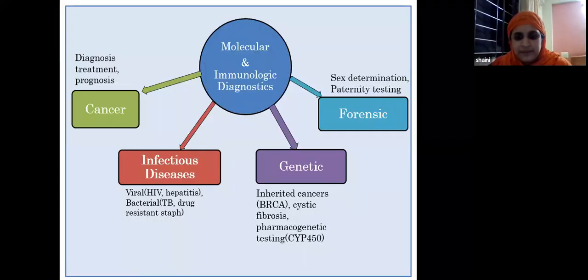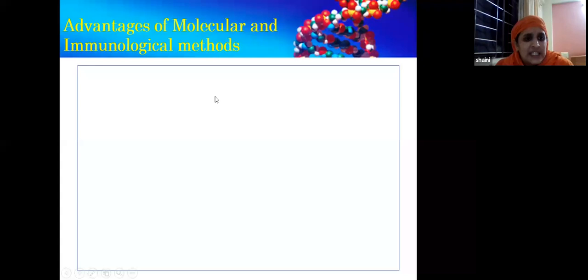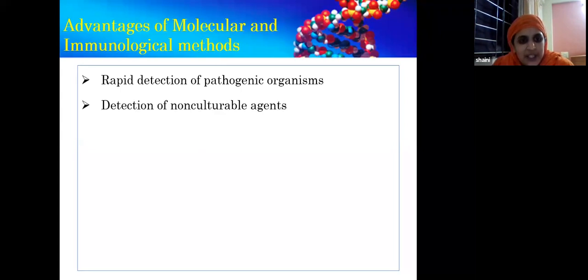Okay, fine. Let's see what are the common advantages of all the molecular and immunology techniques. Each technique has its own advantages and disadvantages, but let's commonly talk about the various advantages they give over traditional methods. One, rapid detection of pathogenic organisms. Usually our cultures and biochemical tests give us results in days to weeks, whereas advanced techniques give us results in minutes to hours.